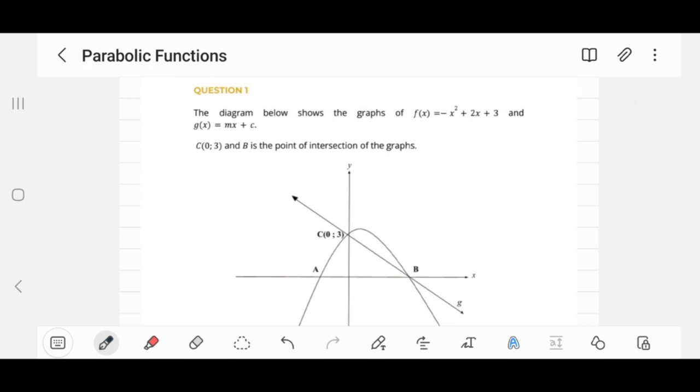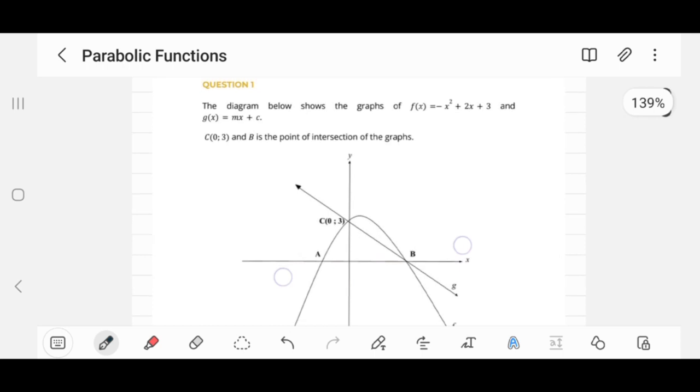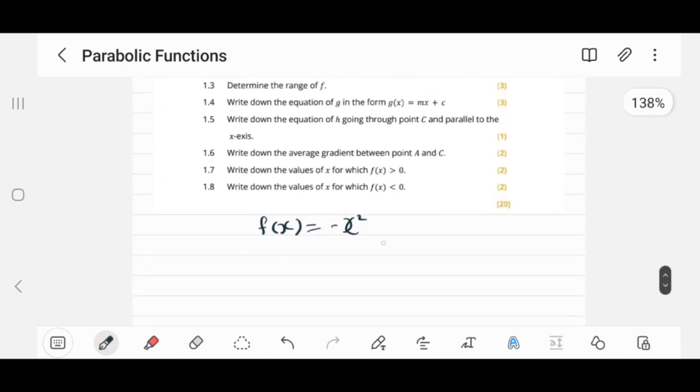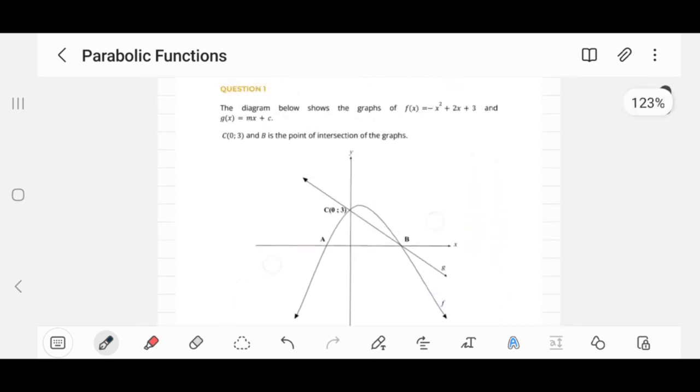So today we're gonna be doing this question 1. We're answering an assignment of the UCT online students. So they gave us a function f of x. Let's just write it here. f of x equals minus x squared plus 2x plus 3, and the first thing they are looking for is the x-intercept of f.